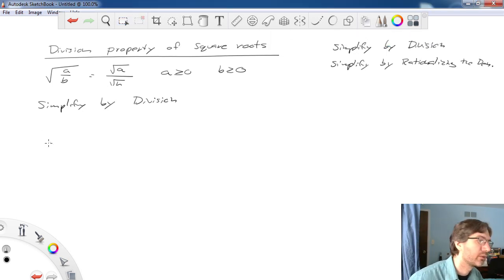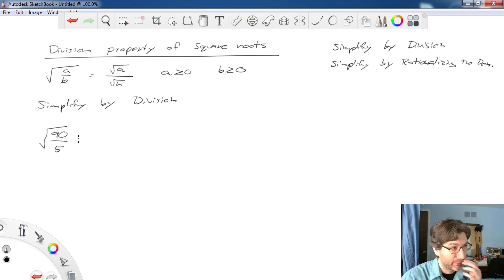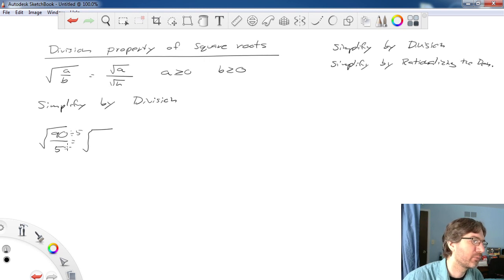Let's see, the book has square root of 90 over 5. Right? So looking at this, you should note that you can reduce that fraction. So that's what I'm going to do first. I'm going to reduce the fraction. This one doesn't have variables, but I'm going to divide this by 5 and divide this by 5.